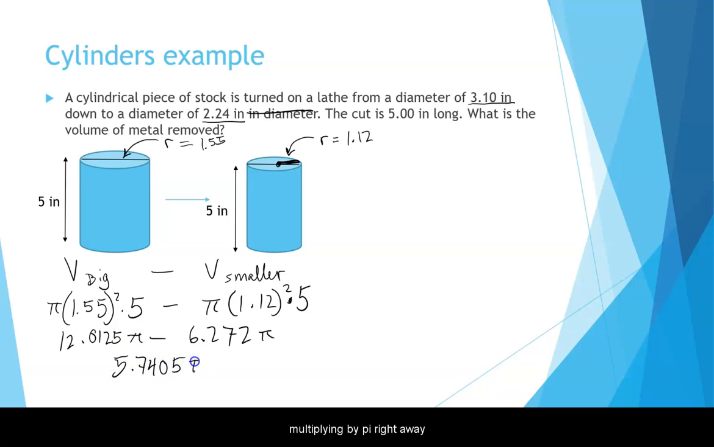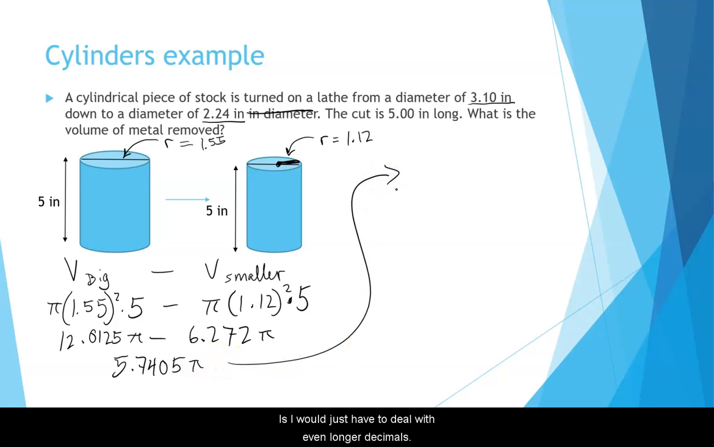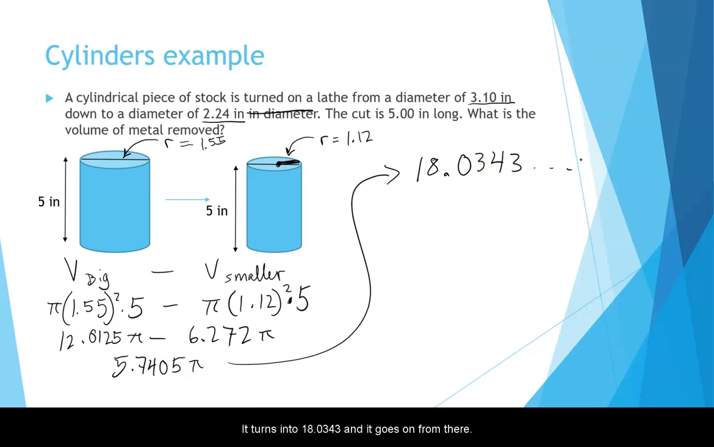So that's 5.7405 pi. And the only reason I'm not multiplying by pi right away is because I would just have to deal with even longer decimals. But finally, on this last step, I will multiply it. It turns into 18.0343, and it goes on from there.